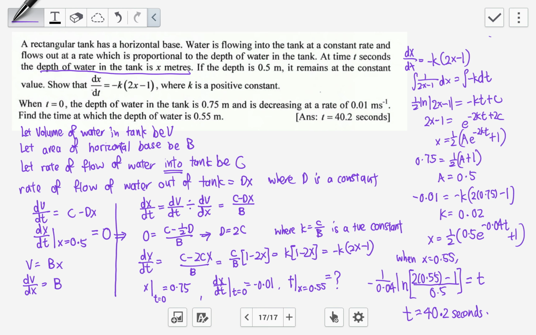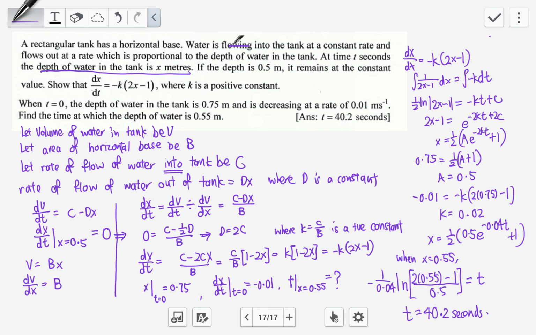So here we do some definition on the variables. We let the constant rate be C. Since it's a tank, there is a horizontal base, we let the base area be B, and the volume of water in the tank, we let it be V. Then at time t seconds, the depth of the water in the tank is x meters.